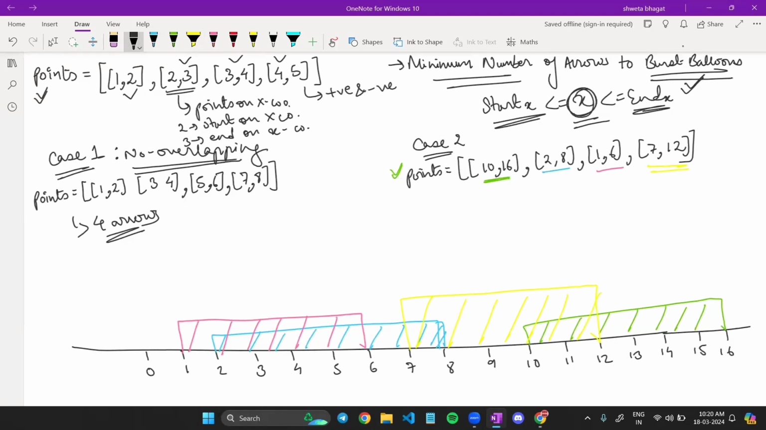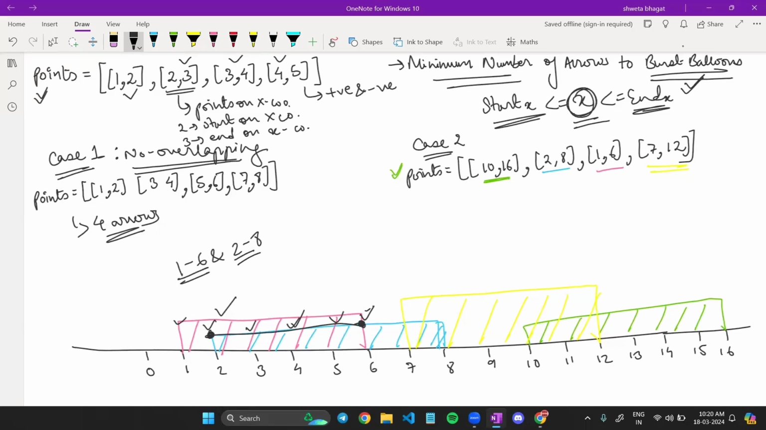Fine. Now what we can see is this interval and this interval are having some part in common. And which part is that? It's this part. Correct. So if we will shoot an arrow from the point 2 to point 6, that is, if we shoot an arrow at 2 or at 3 or at 4 or at 5 or at 6, then what will happen? We will be able to burst the balloon which is in the coordinate 1 to 6, that is this one, and which is in the coordinate of 2 to 8, correct?